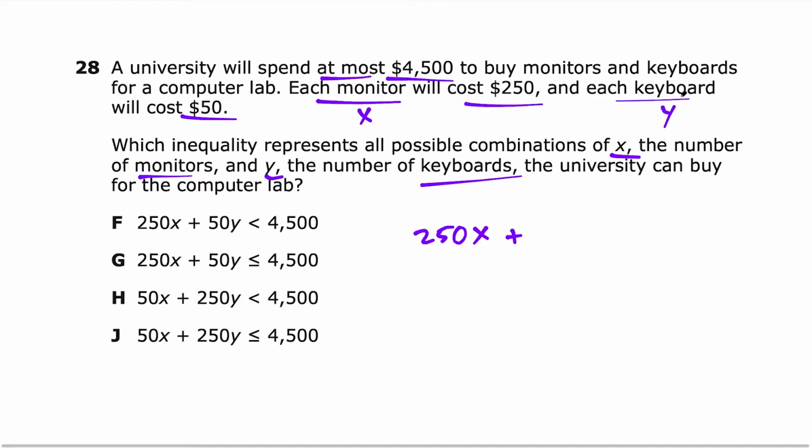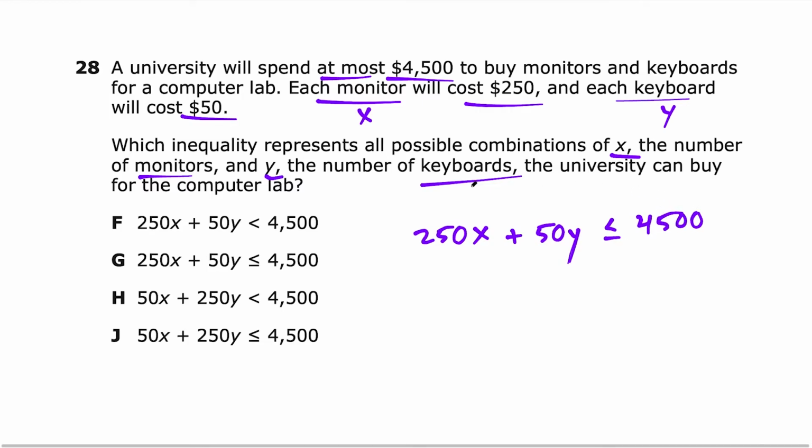And then I would add the cost of keyboards. They're $50 each, so if I do 50 times y, that's how much the university is going to spend on keyboards. And what we have here is that we want this total bill to be less than or equal to. So at most means less than or equal to. The total bill is $4,500 like this.